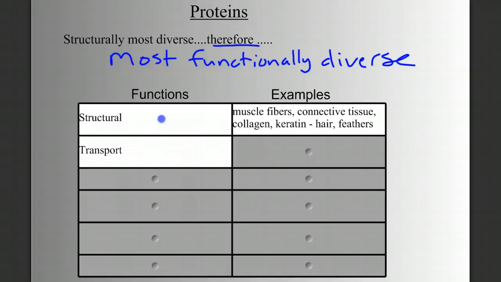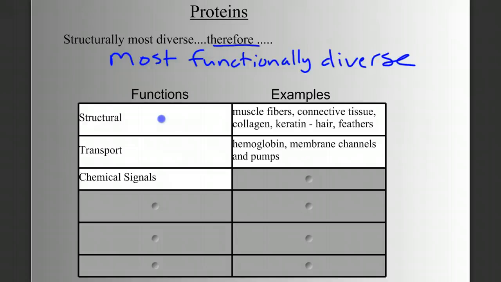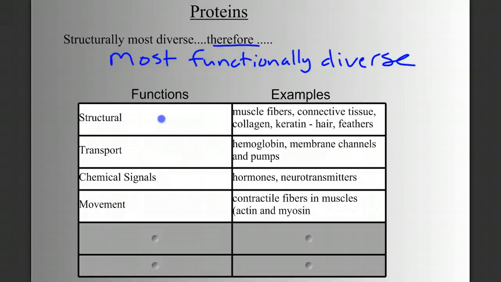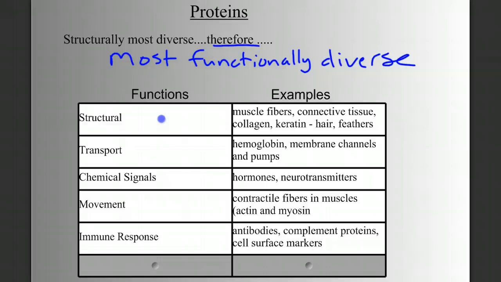A transport material. We use proteins like hemoglobin, which is built from proteins. The membrane channels in the cell membrane and the pumps to transport molecules are made of proteins. Chemical signals. Hormones and neurotransmitters are made of proteins. Movement. For example, the contractile fibers in the muscles, the actin and myosin, are built from proteins. Immune response, antibodies, complement proteins, surface cell markers, proteins. And as catalyst, enzymes. We'll talk a lot about that in the next unit.